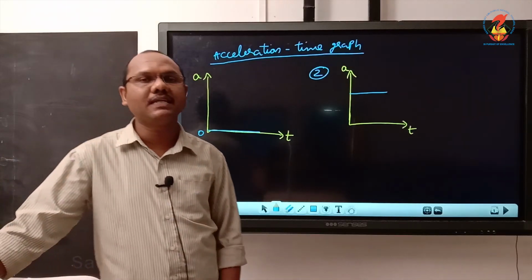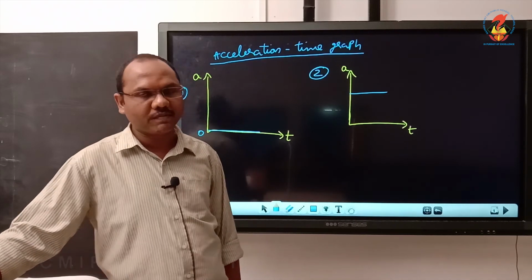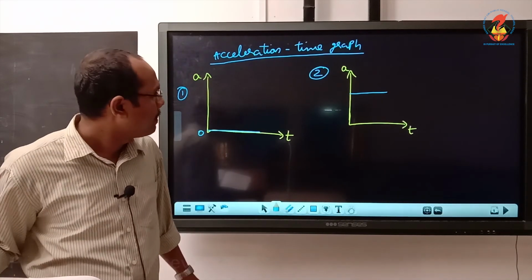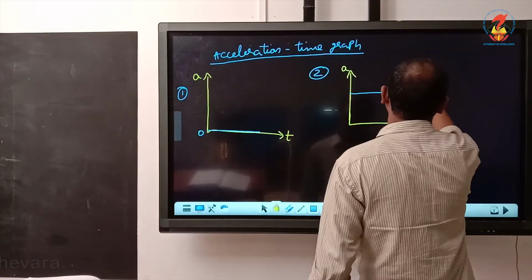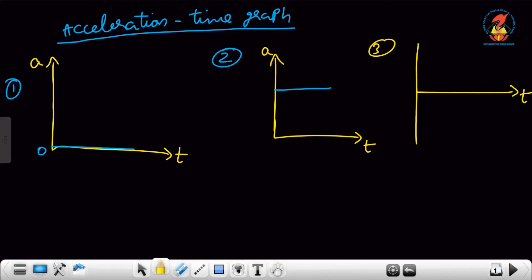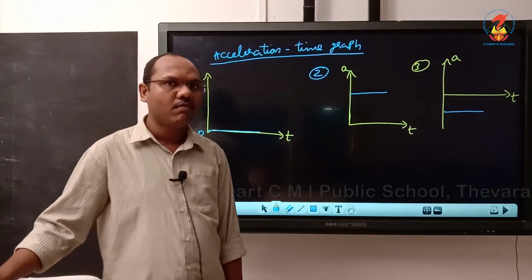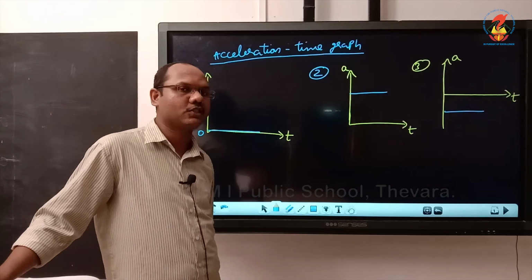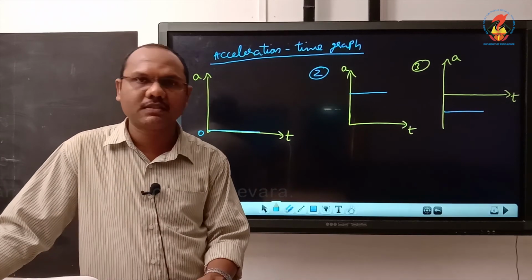Body is moving with constant positive acceleration. So here acceleration is positive. Body is moving with constant positive acceleration. And next, what is this? Body is moving with constant negative acceleration. Okay, body is moving with constant negative acceleration. So you need to study only 3 graphs regarding acceleration time.